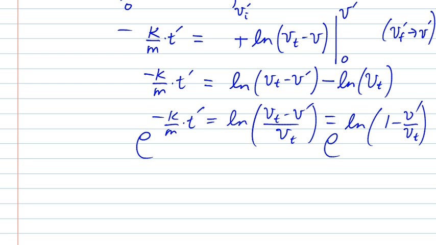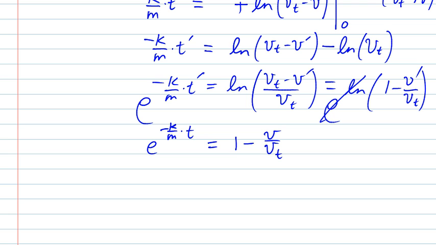I'm going to raise the power of e to each side, and of course that gets rid of my natural log, and I have e to the minus k over m times t is going to be equal to 1 minus v over v terminal. Okay, bring the 1 to the other side. That's going to be equal to negative v over vt. Let's multiply everything by a negative 1. So that's actually a negative, that's a positive. And multiply everything by v terminal.